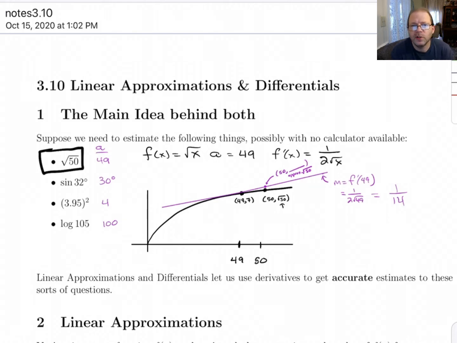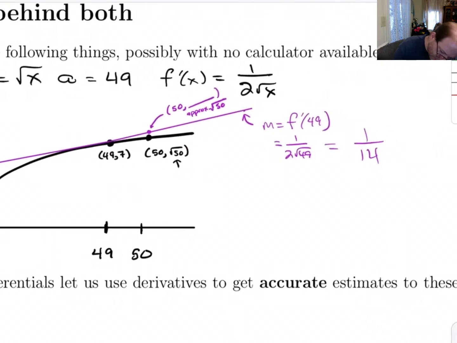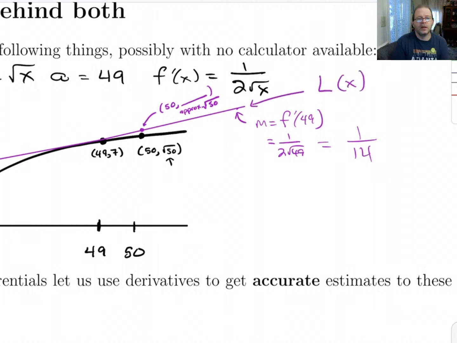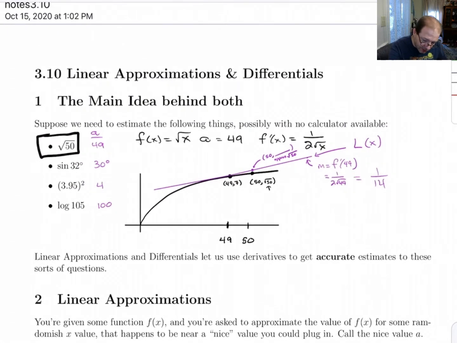So there are two things we could do from here. One of them is, notice we've got a point here on the line, and we've got its slope. So the equation of the line, I'm going to call this line L of x. That's short for linearization, because this is a linear approximation to the square root curve. Now the square root curve is close to the line as long as we stay close to this point 49, 7.